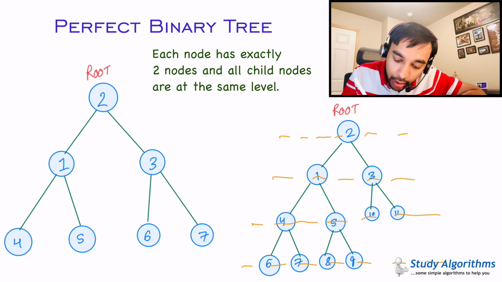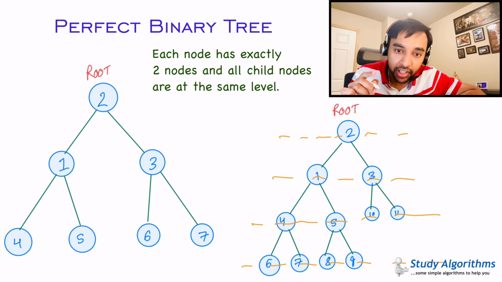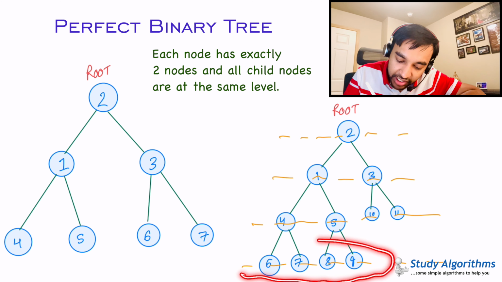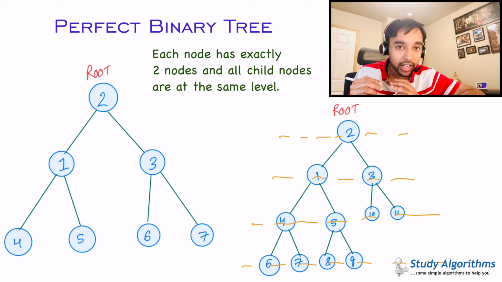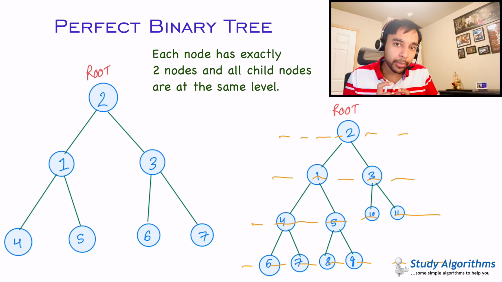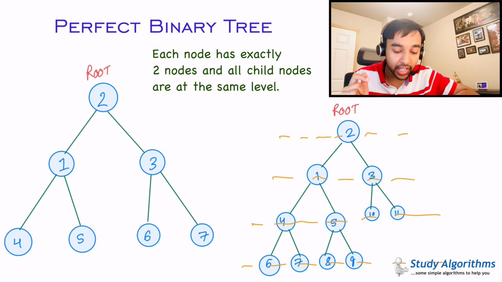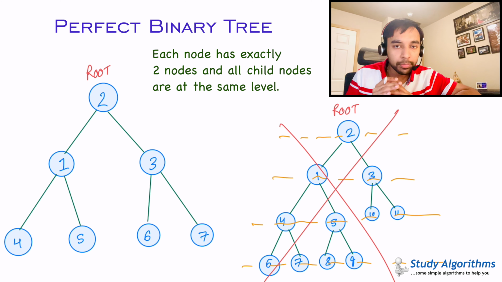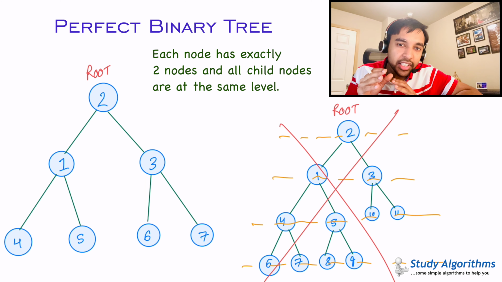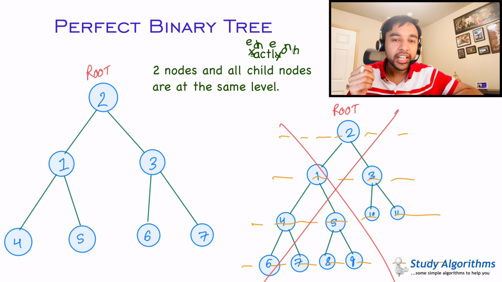If you can see, nodes 10 and 11 are at a different level, and nodes 6, 7, 8, 9 are at a different level. The definition of a perfect binary tree means that all of the leaf nodes should be at the same level. So you can easily say that this tree is not a perfect binary tree. These were the examples when a node had either zero child nodes or it had both the two child nodes, right?